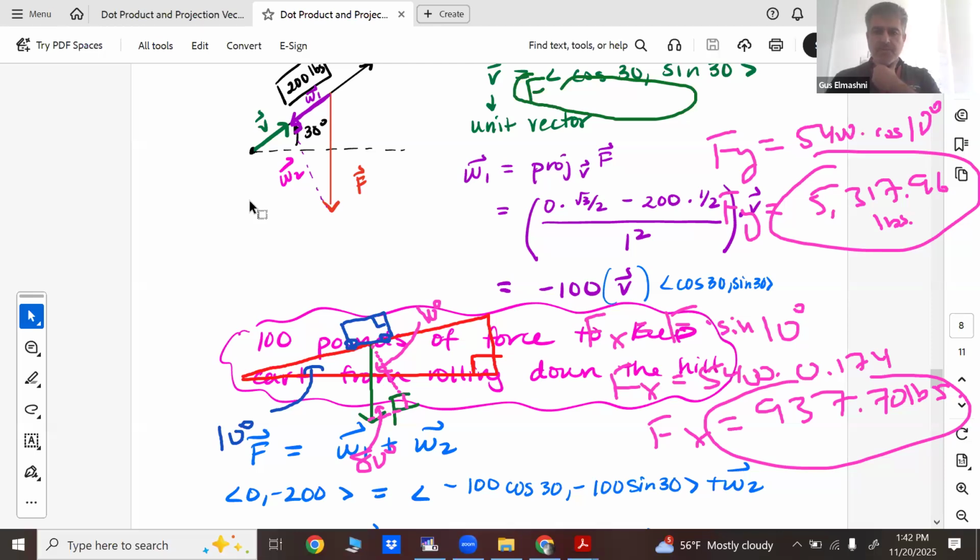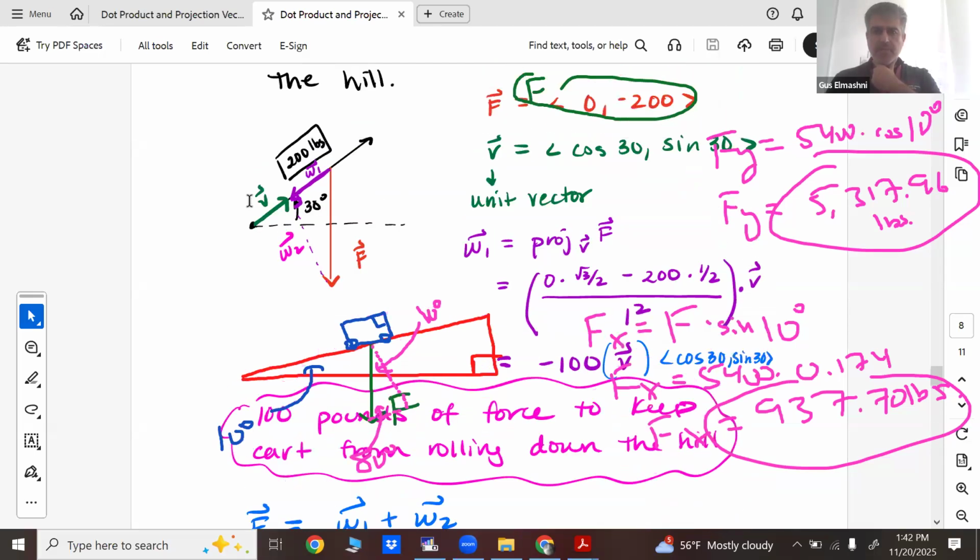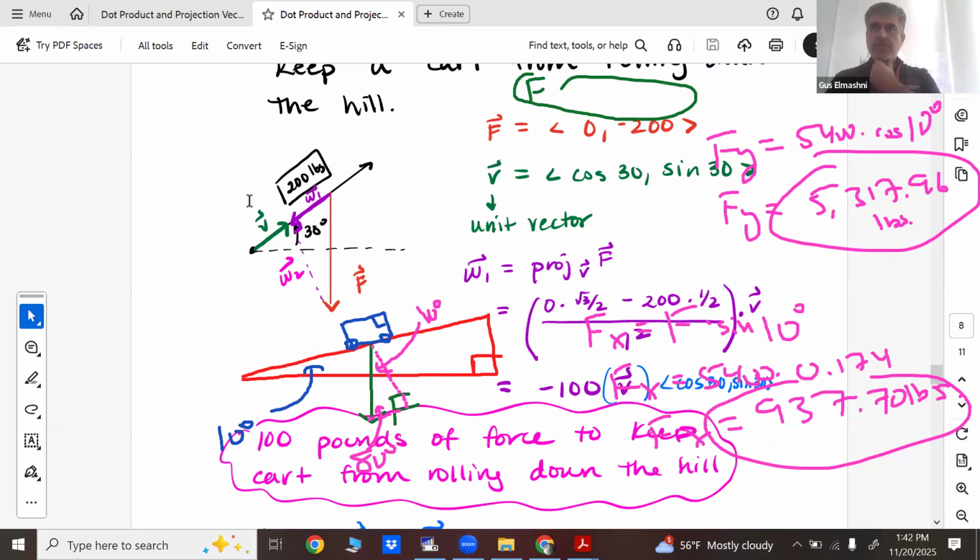Do you also have to multiply the numbers by 9.8? It's already taken into consideration, because we're not doing mass times gravity. It's pounds, so it's already a force unit. We don't have to worry about that.